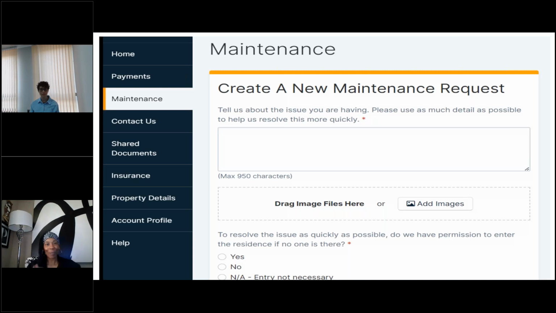So I'm an example type of person. This is just an example of what it looks like for a portal. This is where I currently live, and this is how a maintenance order looks for a portal. Again, it can look slightly different depending on your property management company or your landlord, but I want to give you an idea what it looks like.